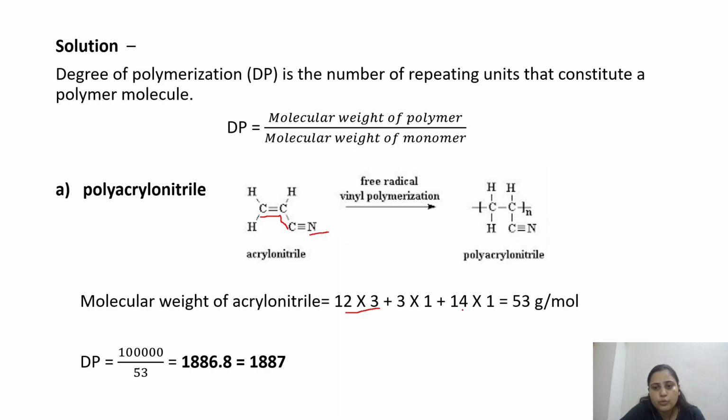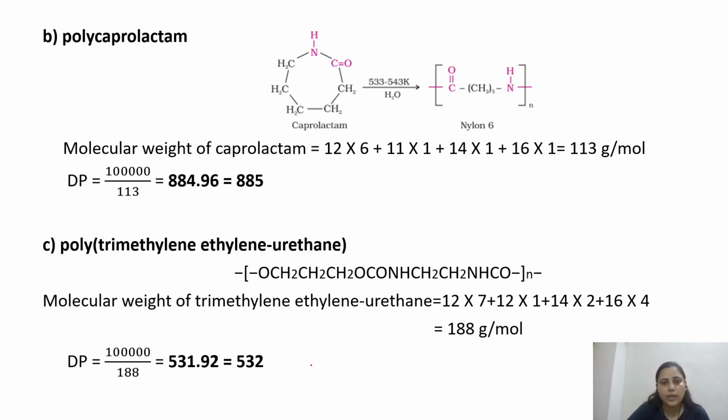So, after dividing, we will get 1887 as the DP, which is the degree of polymerization. Now, let's see polycaprolactam, the other polymer. The polycaprolactam monomer unit is caprolactam, and we find its molecular weight by calculating the different atoms involved in the monomer.